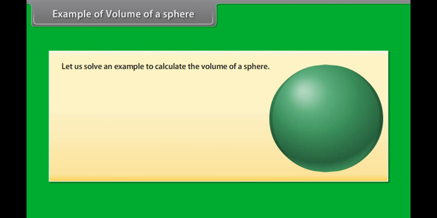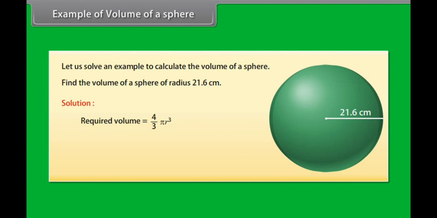Example of volume of a sphere. Let us solve an example to calculate the volume of a sphere. Find the volume of a sphere of radius 21.6 centimeter. Solution. Required volume is equal to 4 upon 3 pi r cube, which is equal to 4 upon 3 into 22 upon 7 into 21.6 into 21.6 into 21.6 centimeter cube, which is equal to 42230.34 centimeter cube.